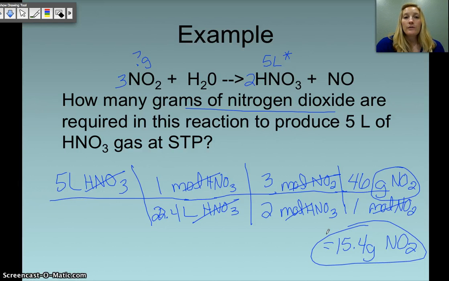Hopefully this isn't too confusing for you. We're just adding one more step onto our mole maps here. And if you have any questions, feel free to come in and ask me about it. Otherwise, we will be practicing this in class the next time I see you.